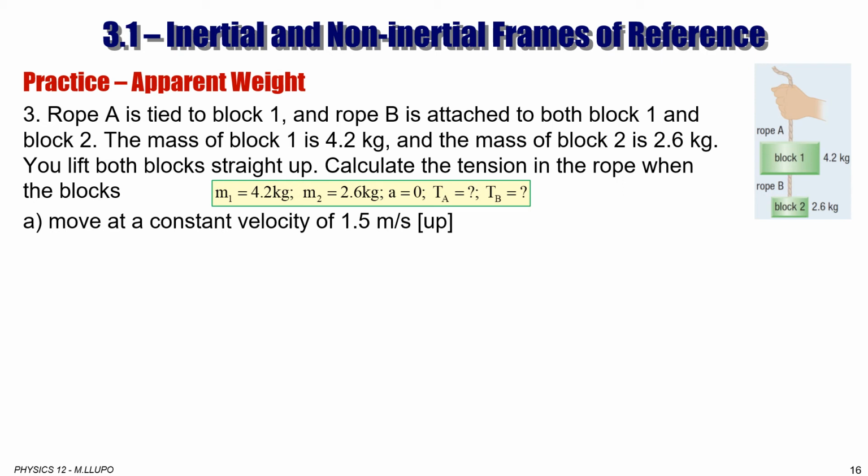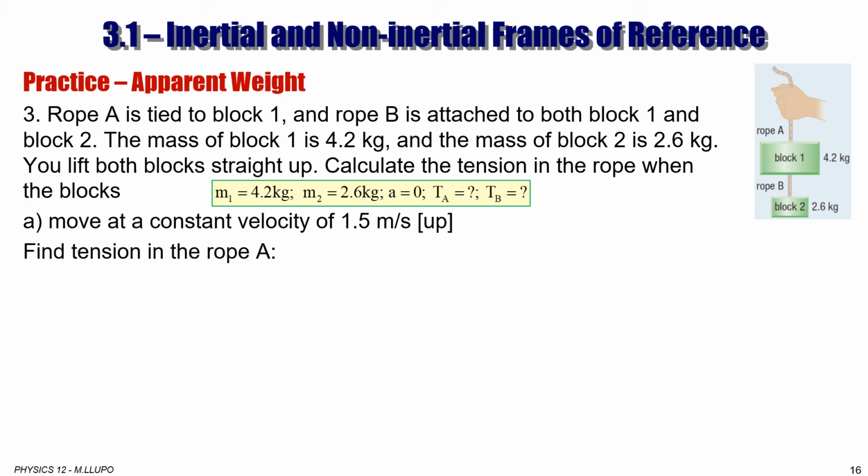So what is given? Mass 1 is 4.2, mass 2 is 2.6 kilogram. Acceleration is 0. How do you know? Because it's a constant velocity. In constant velocity, acceleration is 0, F net is 0. And then tension at the rope A is required, and tension at the rope B is required.